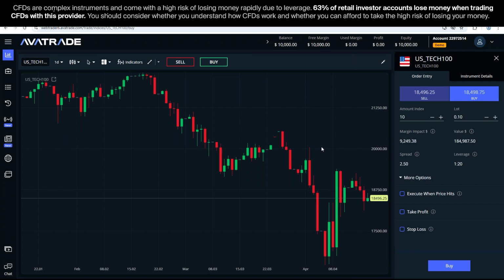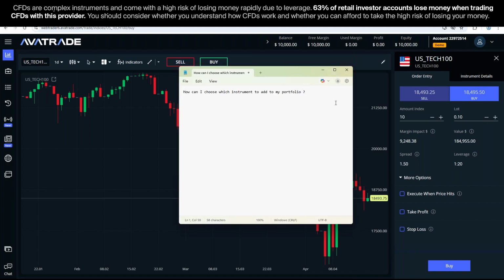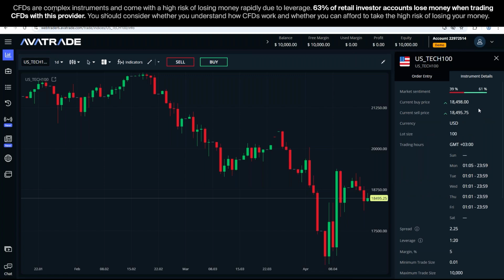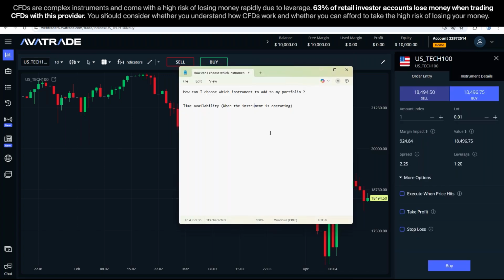So we spoke about the time availability, when the instrument is operating. We saw how we can check it in this tab, where we can check everything. This is one thing. The second thing we said is analysis, so how understandable the chart is.